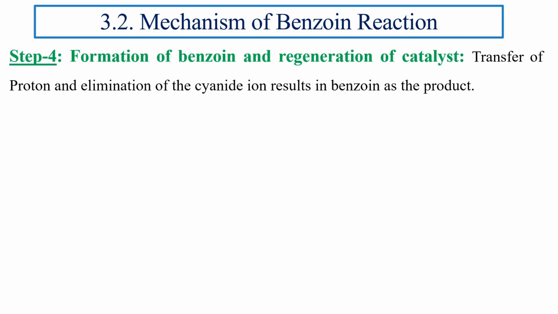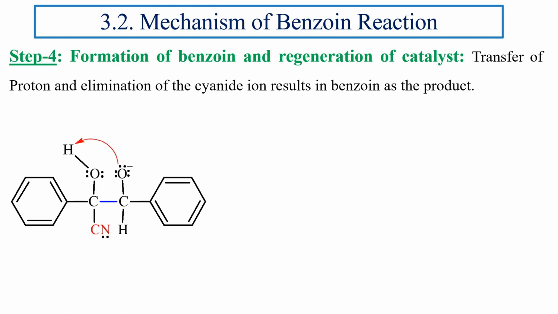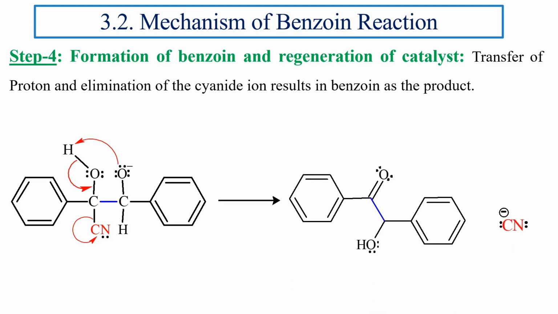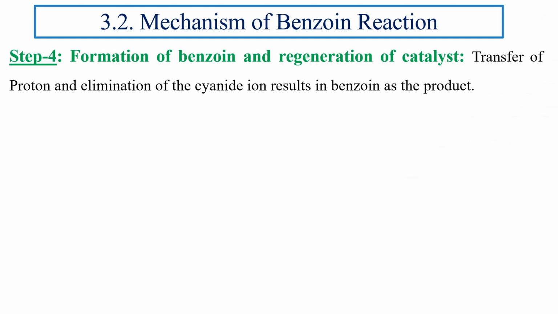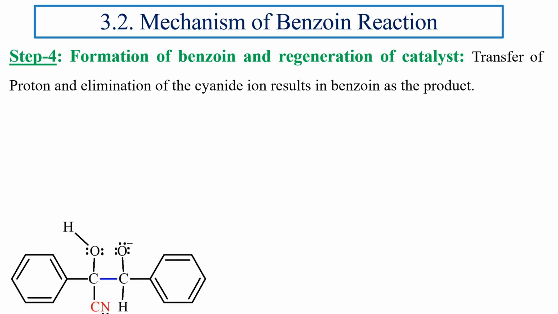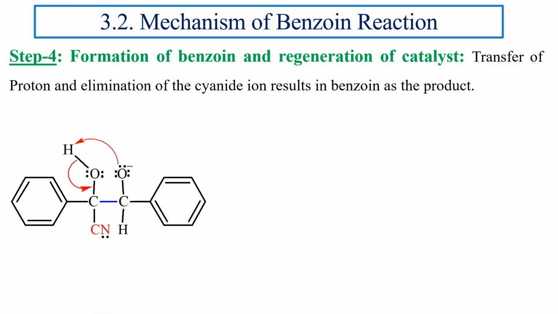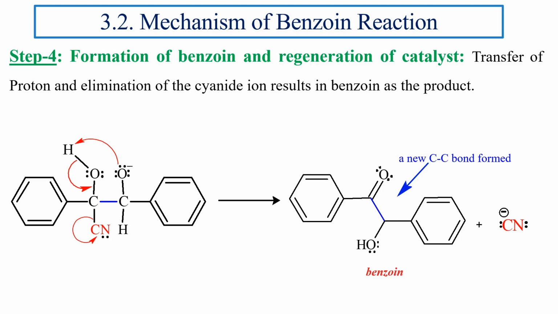The last step of the benzoin condensation reaction is formation of benzoin and regeneration of the catalyst. Transfer of a proton and elimination of cyanide ion results in the formation of alpha hydroxy ketone, that is benzoin. In this step, a proton gets transferred from the oxygen atom to the oxide ion. Simultaneously, cyanide ion gets eliminated as a leaving group, resulting in the formation of alpha hydroxy ketone, that is benzoin.